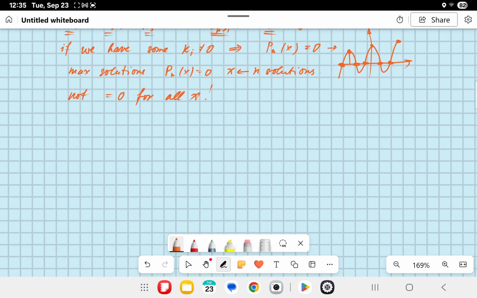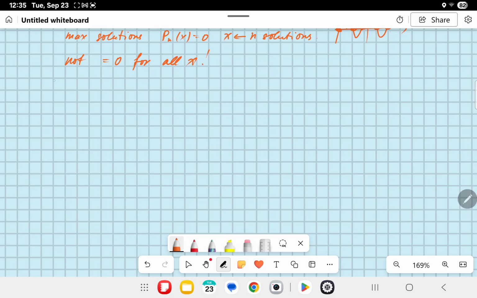Okay, let's consider the next theorem, which is very simple. A finite set that contains the 0 vector is always linearly dependent.